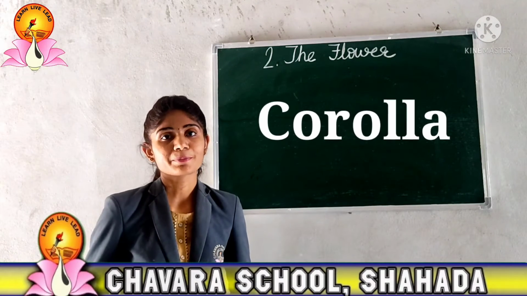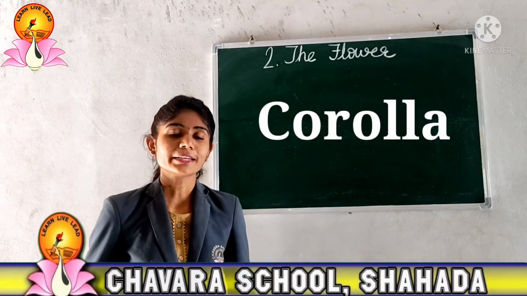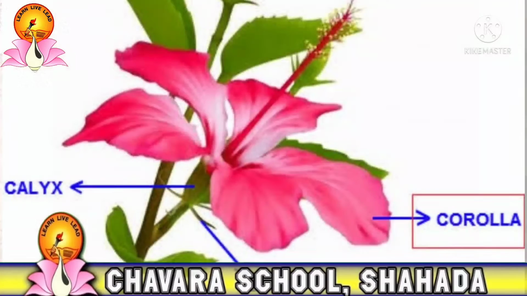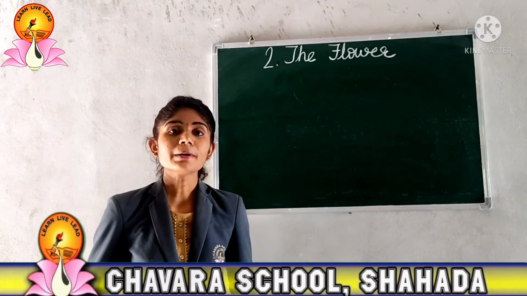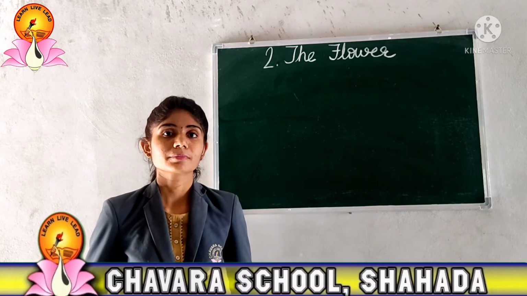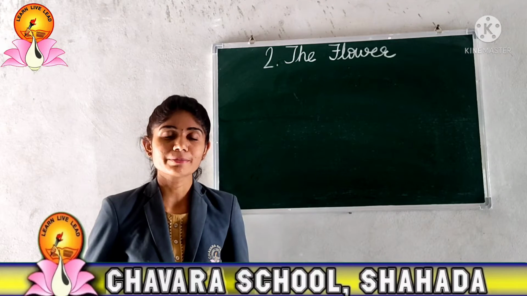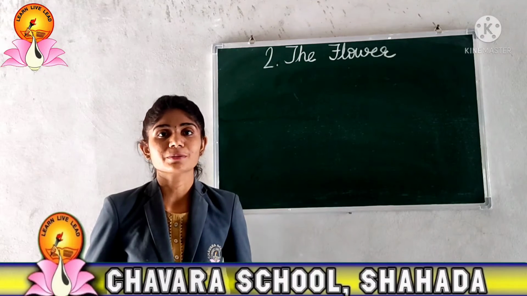Next, corolla. It is the second inner whorl. It is made up of structures called petals. It is the most colorful, attractive part of the flower. It is colored or white but never green. In some flowers, sepals are absent or they fuse with the petals. Due to the attractive petals, insects are attracted towards the plant for pollination.